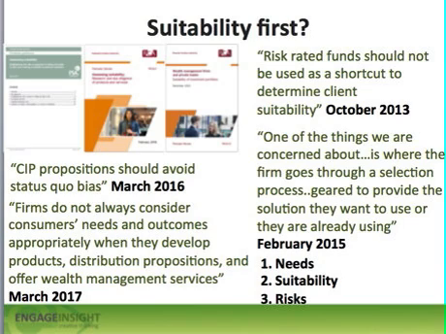So we've just mentioned TR 16.1, for example, which takes a look at things like status quo bias on research and due diligence, and whether there is enough challenge in the business to ensure that you've got the right wealth management platform that meets client needs. And the key area there, if you look at March 2017 on this particular slide, is that firms do not always consider consumers' needs and outcomes appropriately when they develop products, distribution services, and offer wealth management services. So Model Office will test for that.